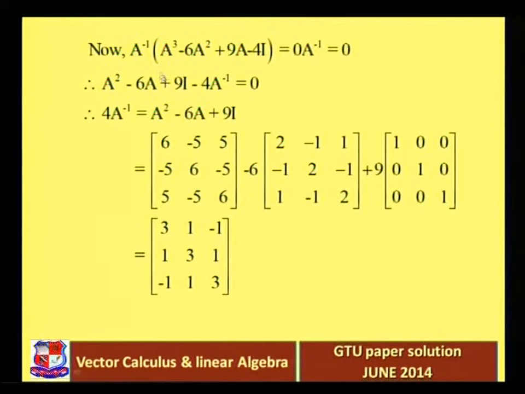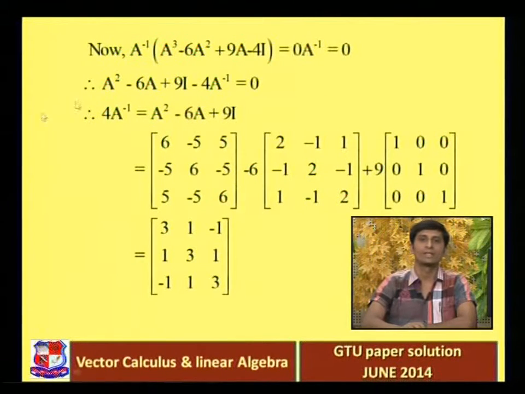A square minus 6a plus 9i minus 4a inverse, that is equal to 0. So 4a inverse, that is equal to a square minus 6a plus 9i. So this is the value of a square, [6, -5, 5; -5, 6, -5; 5, -5, 6], minus 6 into, this is the value of a, [2, -1, 1; -1, 2, -1; 1, -1, 2], plus 9 into [1, 0, 0; 0, 1, 0; 0, 0, 1].